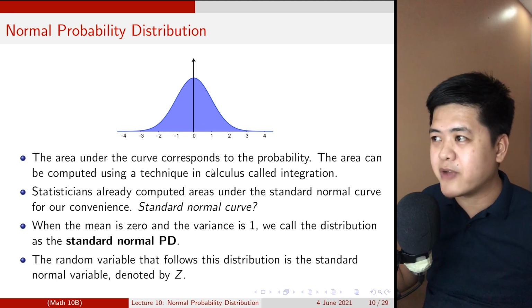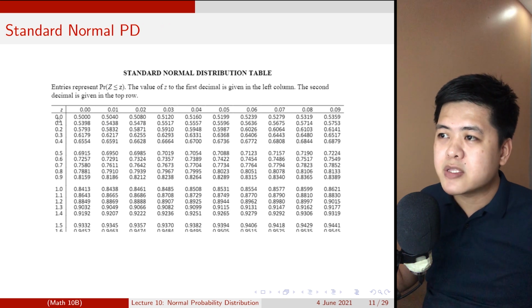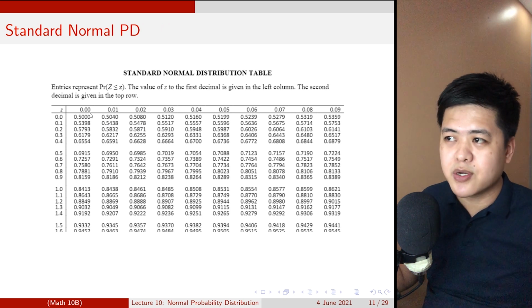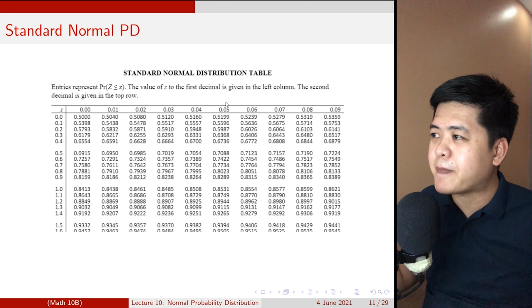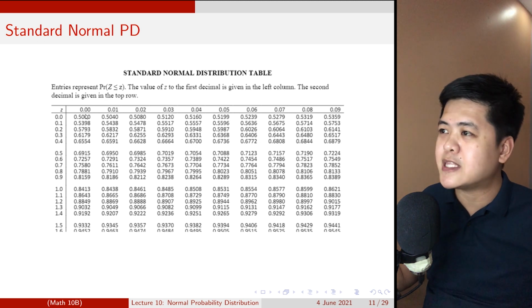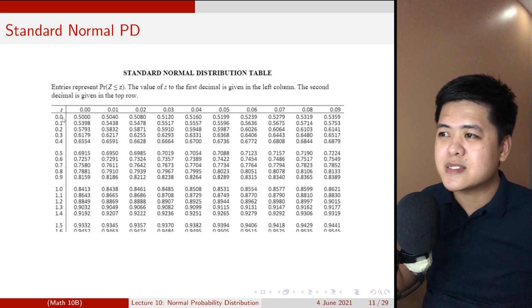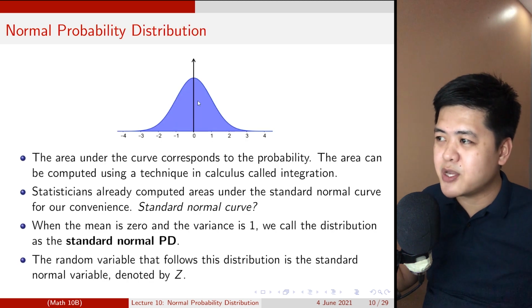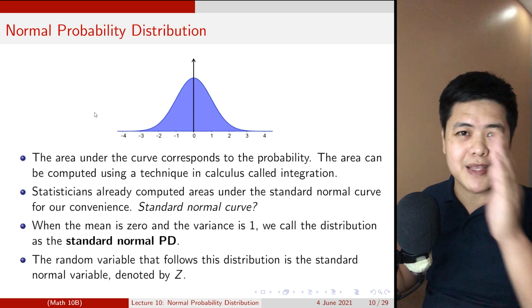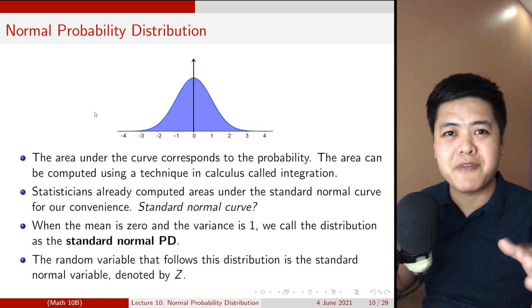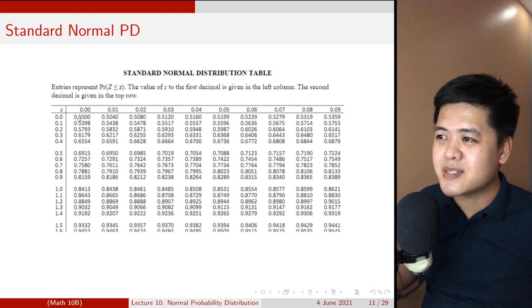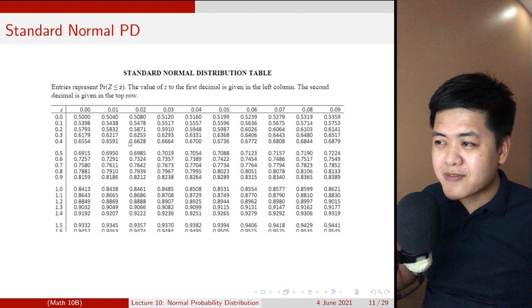So, yun yung provided sa atin ng table. For example, to the left of 0.00, ay nga pala, itong namang top column naman, dito nyo titingnan yung second decimal. So for example, 0.00. So to the left of 0, alam natin that the left side will be 50%. So to the left of 0, the area will be 50%. So let's have some examples.